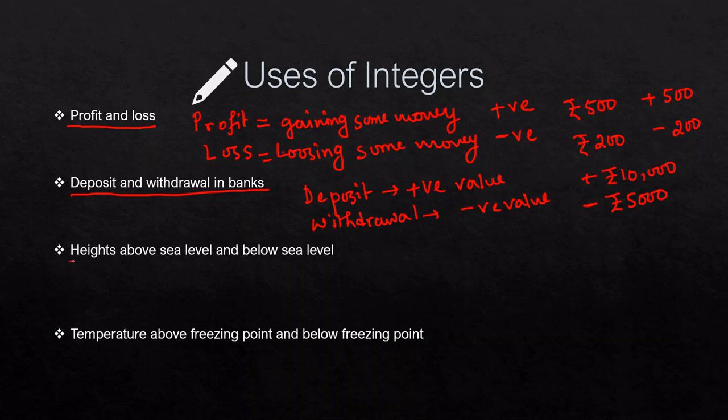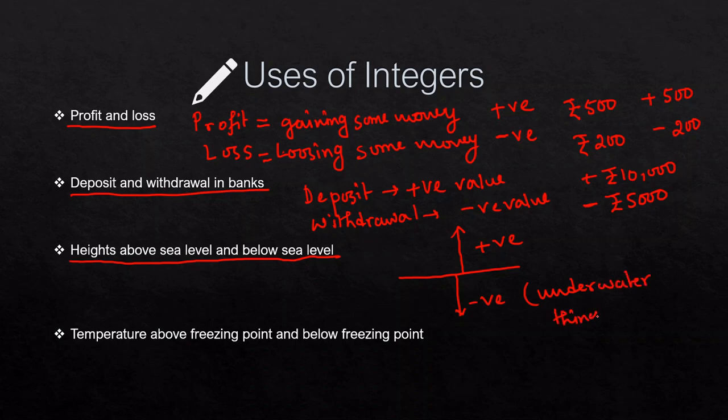Heights above sea level and below sea level. You know that height measurement is done taking the sea level as the middle point, where we make the upper heights positive and the heights below negative. Like, underwater things are measured with negative values, and terrestrial things are measured with positive values.